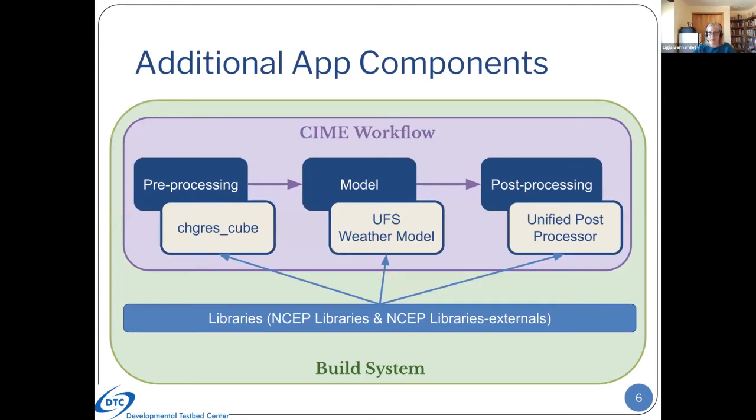But there are additional components in this application. So in this purple box, we see the workflow, which we use the SEAM workflow, which as those purple arrows indicate is what drives the system in terms of automatically submitting the jobs or preparing the namelist and executables to run, and then submitting the jobs in the proper order. So the data flows from raw initial conditions to pre-processing to the model and into the post-processor. And another important part of the system is the libraries. So of course, all these softwares for those components require libraries to be compiled to create the executables. And there are two sets of libraries, which we call the NCEP libraries and the NCEP libraries externals. And finally, we cannot forget that the app comes along with a build system that allows compiling all the codes.